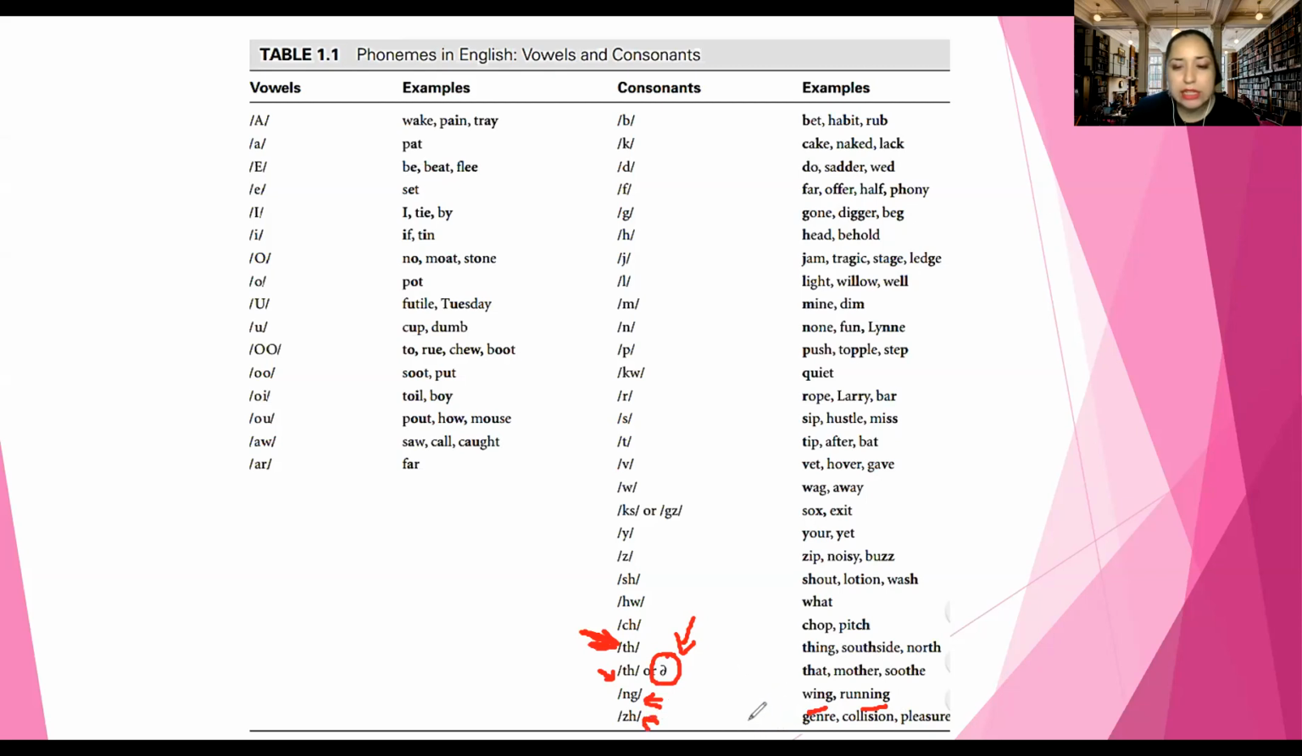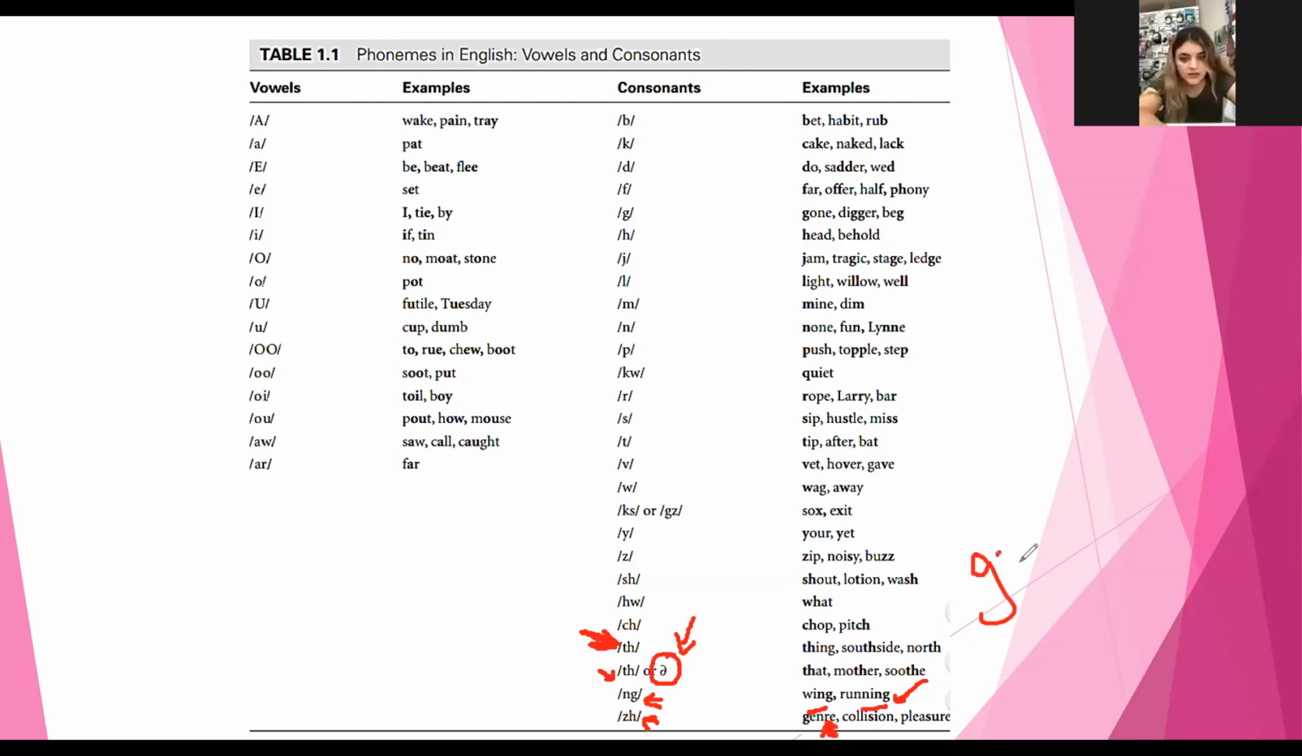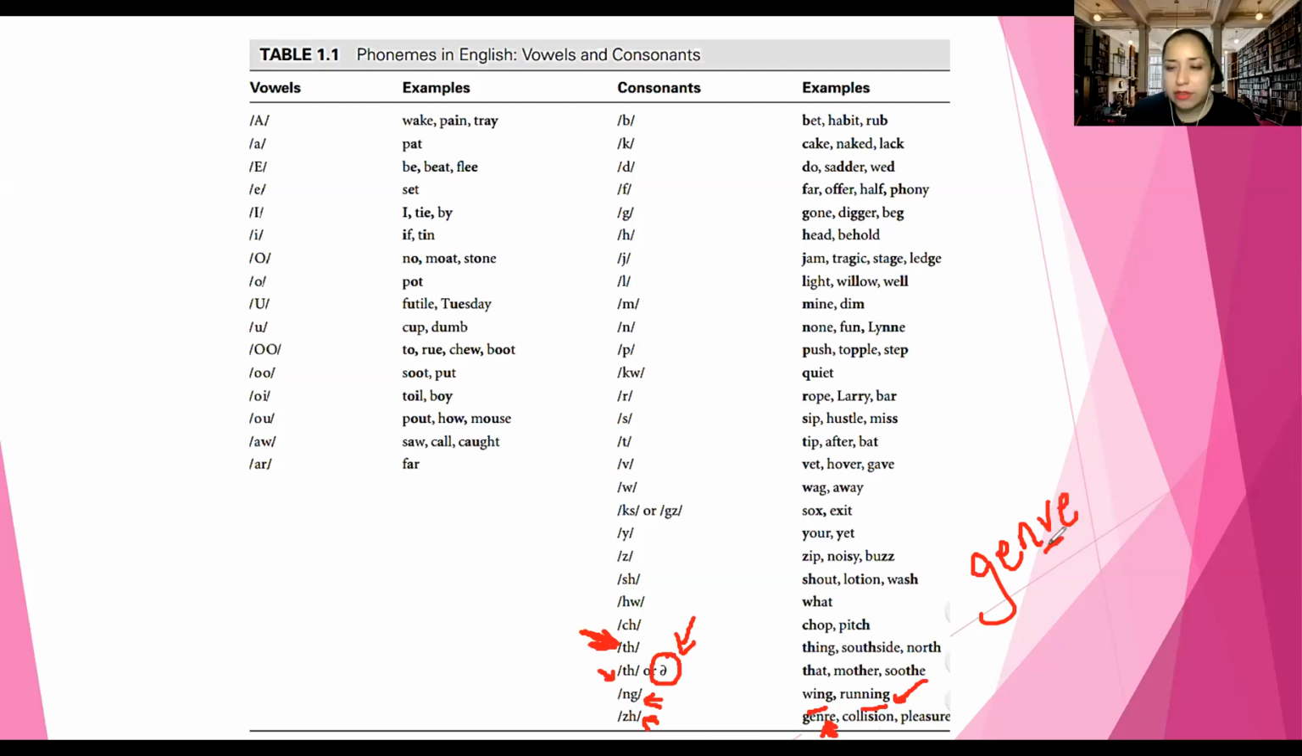You have a sound like over here, collision, pleasure. It's a soft Z. That's why in genre, over here, you have like the sound. Genre. You make it over here. Genre. Over there, you make the sound. Genre. Collision. Pleasure.